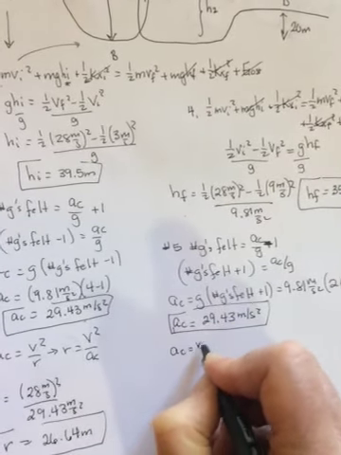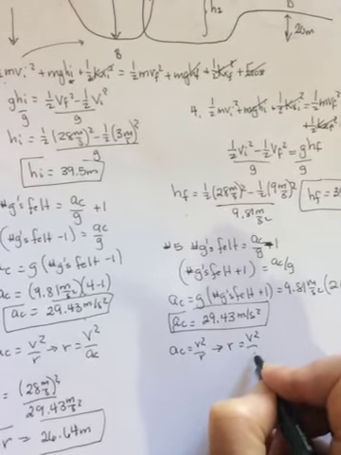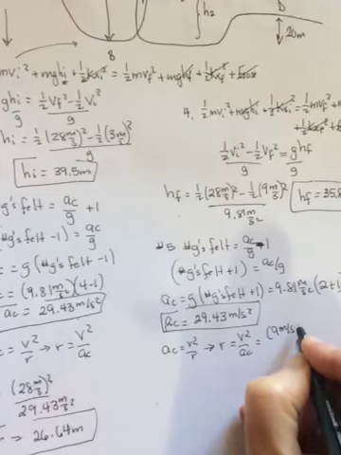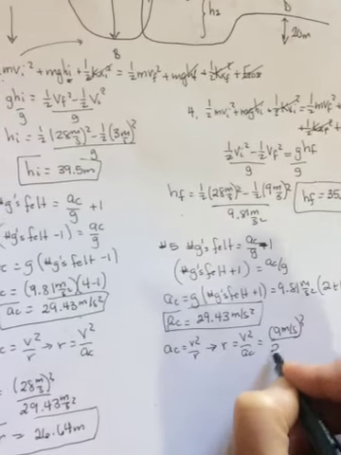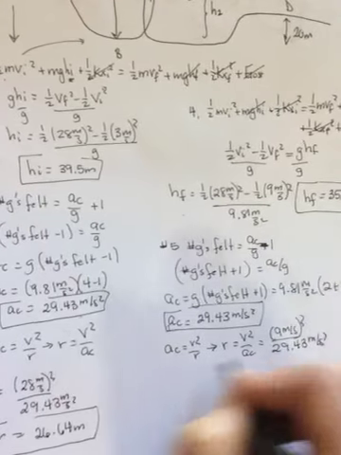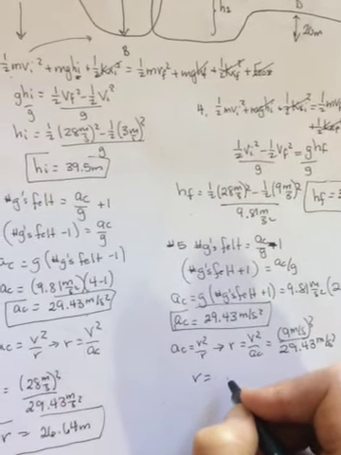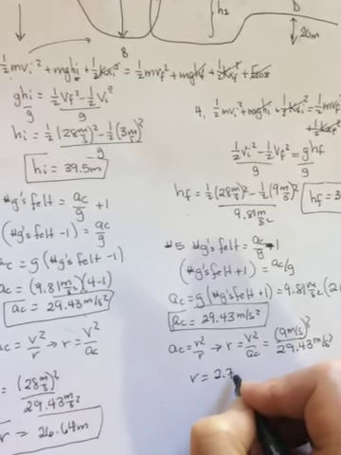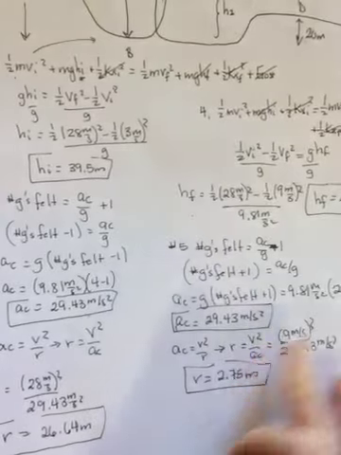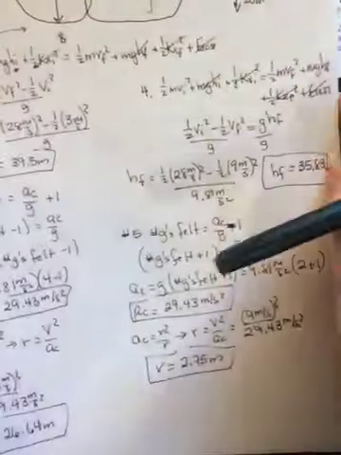So then a_c is equal to v squared over r. So r is equal to v squared over a_c. So this time 9 meters per second, squared, over the 29.43 meters per second squared. And you should get an r up there of 2.75 meters, so a significantly tinier radius. And that's because the speed is so much lower. And then the last question is, what is the velocity at D?